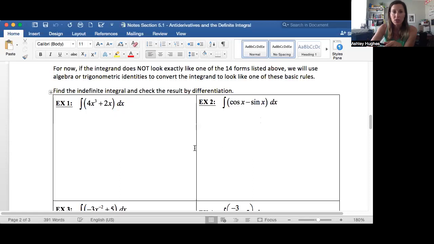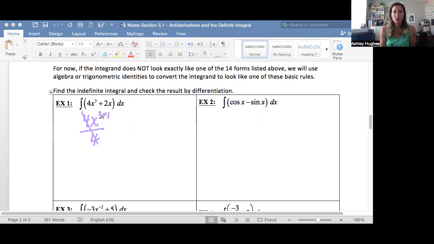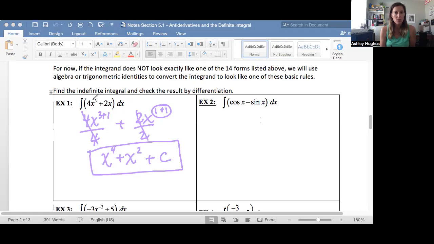Okay, so let's go back to this example. I'm going to add 1 to the power. So this is 4x cubed. Add 1 to that, that becomes 4, and then divide by the 4. So that just becomes x to the 4th. And 2x, this is an understood power of 1. So add 1 to that, that becomes 2. You divide by that. So that becomes x squared. And then plus, don't forget C. Then check: what's the derivative of x to the 4th? 4x cubed. The derivative of x squared is 2x.